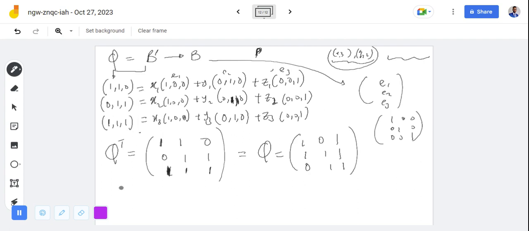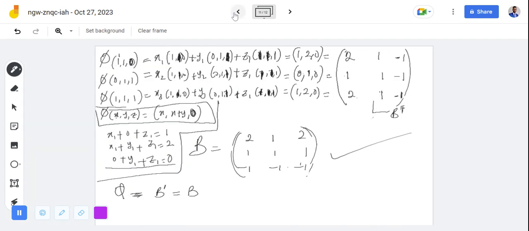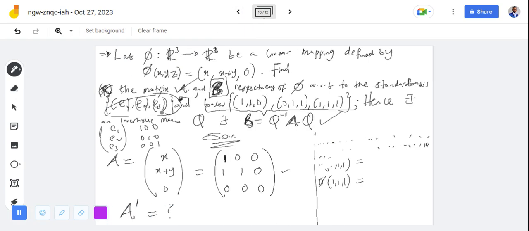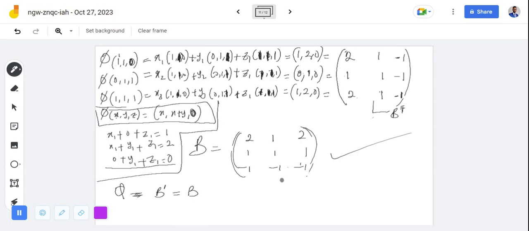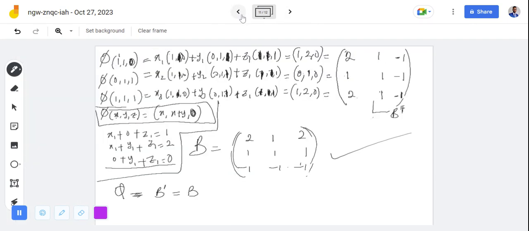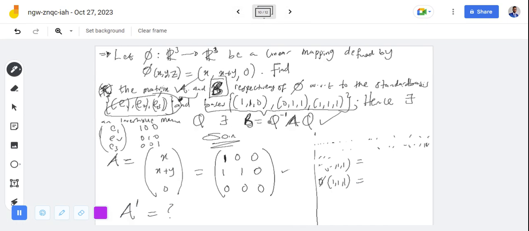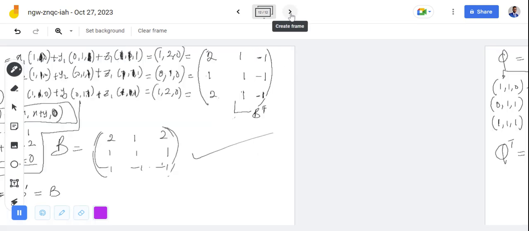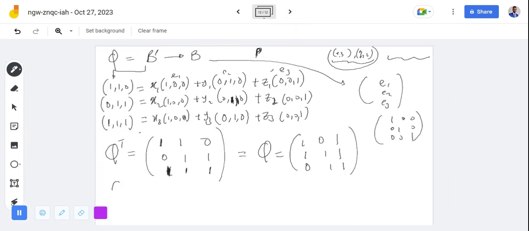So what I need now is Q inverse. Look at what we want to prove: that the matrix B we got is equivalent to Q inverse times A times Q. What's my Q inverse? How do you find the inverse of this kind of matrix? It's not easy: 1 over the determinant of this, times the cofactor.